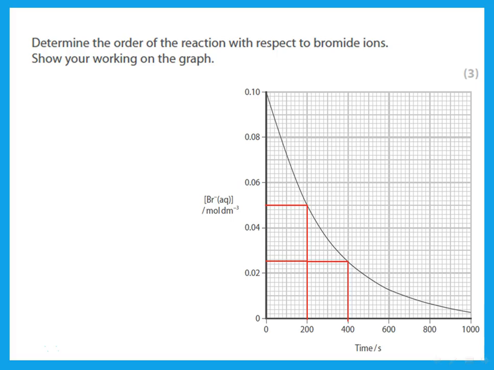Now, how do we get this? We get from the half-life. If the half-life is constant, then it's first order, remember. And then we said here, what is the half-life? From 0.1 to 0.05, it takes about 200 seconds. Can you see that? And from 0.05 to 0.025, it still takes from 200 to 400, so it's the same 200 seconds. So the half-life is constant, and that means it is first order with respect to bromide.